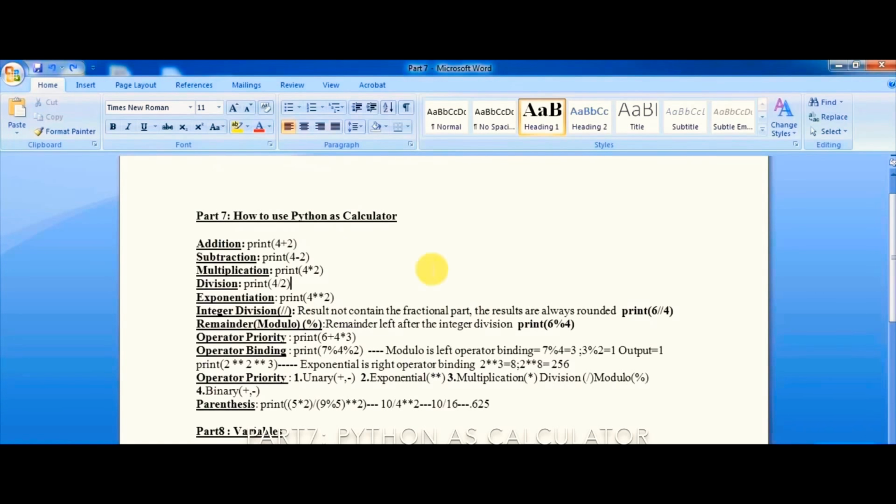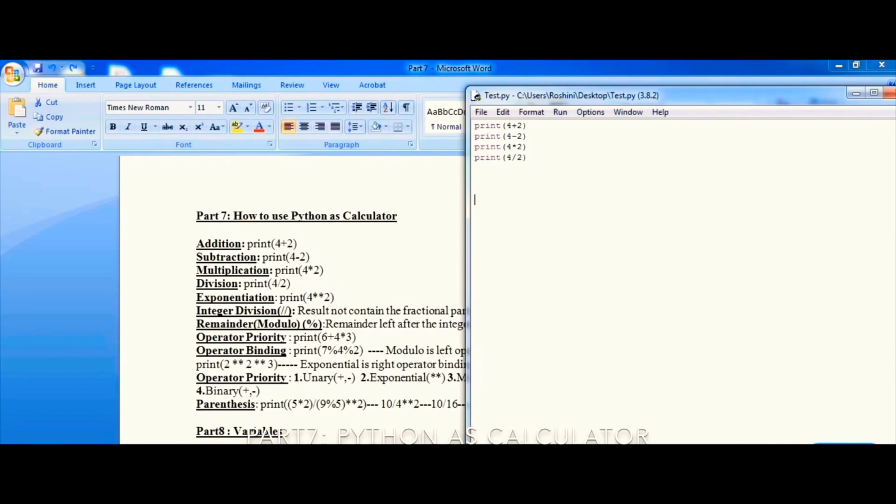Next we are going to discuss the exponential operator. A double asterisk sign is an exponential operator. It is also known as the power operator. We can read the code as 4 to the power of 2 or 4 raised to 2, and its output is 16.